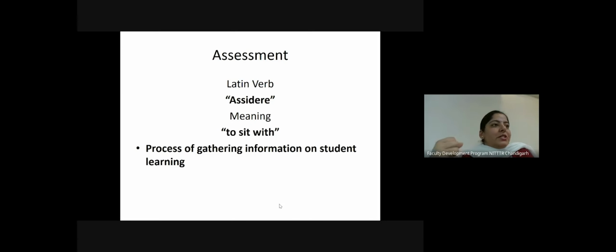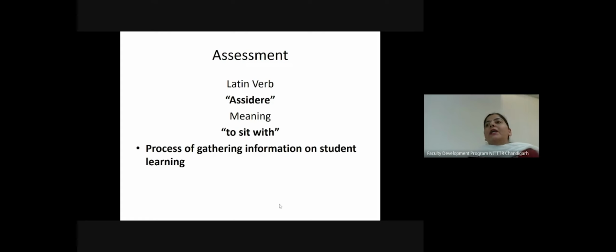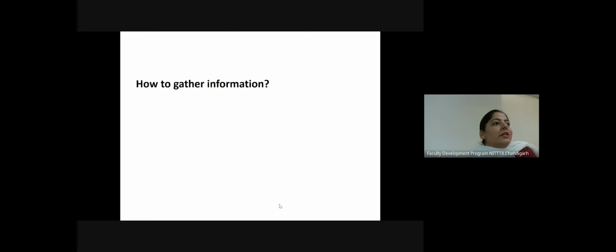What kind of information we are collecting? We are collecting information in terms of student learning. So what they are able to do after the completion of this particular topic or after the completion of this particular unit. So how we gather information? Assessment is saying that we are collecting information, but the question arises how the teacher is going to collect that information. And for that matter, when we are assessing the performance of the student, it is not only the faculty who needs to collect information in terms of student performance, but also the management of that institute need to collect information.